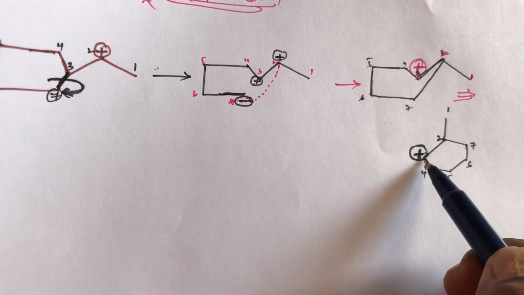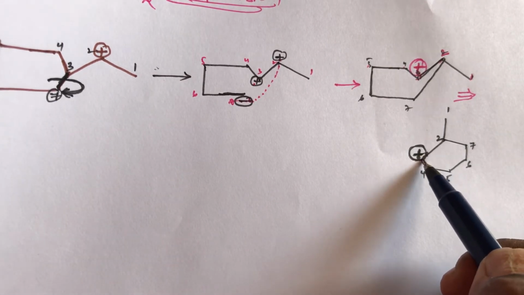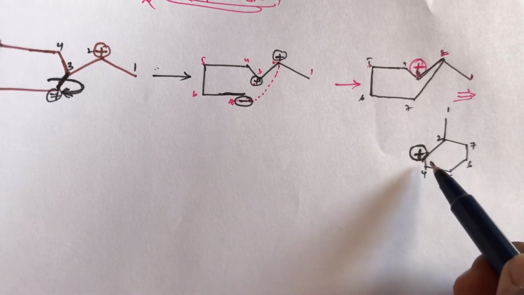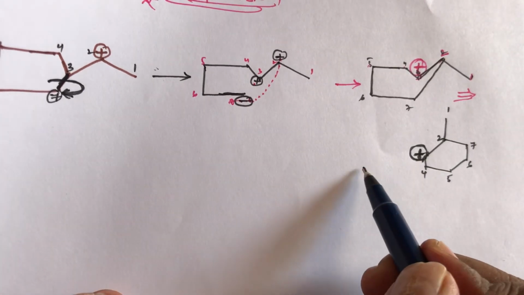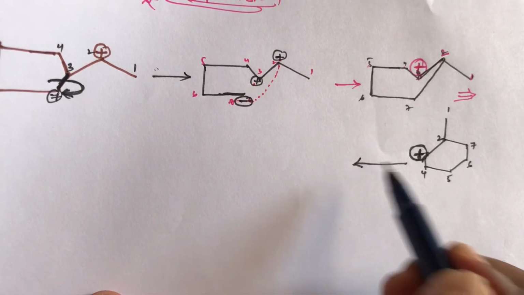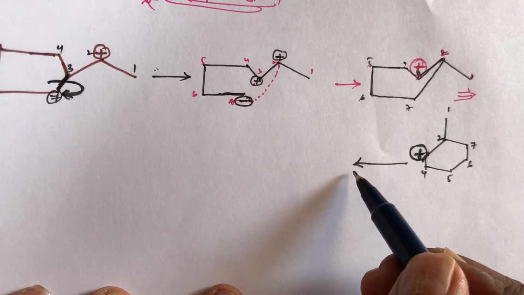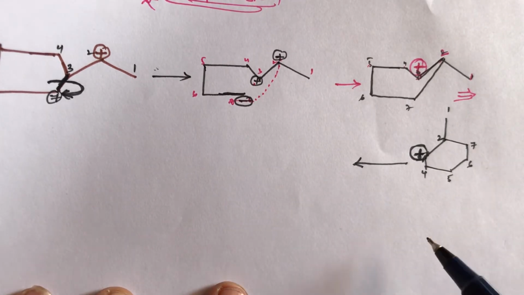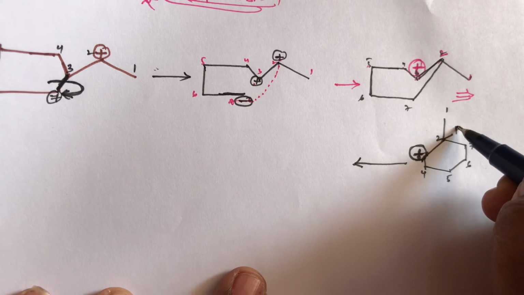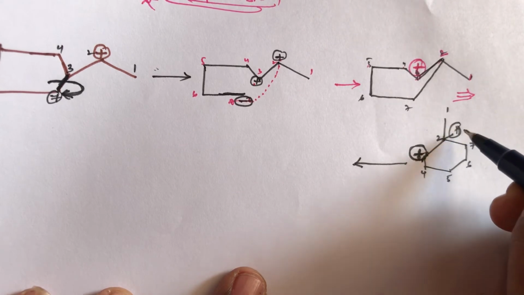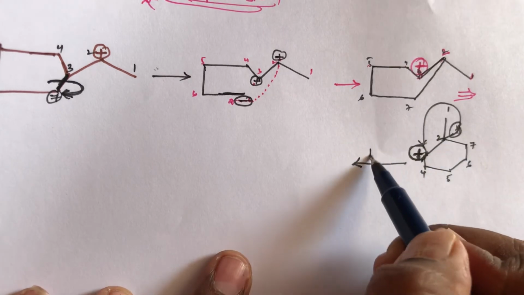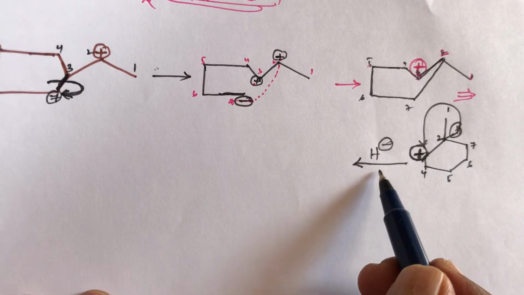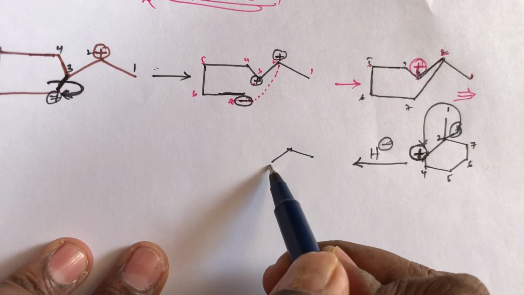This third carbon is called a secondary carbocation. This carbon is connected with only 2 other carbons, so that's why it is a secondary carbocation. This secondary carbocation wants to be a tertiary carbocation. So here this carbon has one hydrogen, and this hydrogen shifts towards here. That is called hydride shifting, H minus shifting. So what is the final product here?